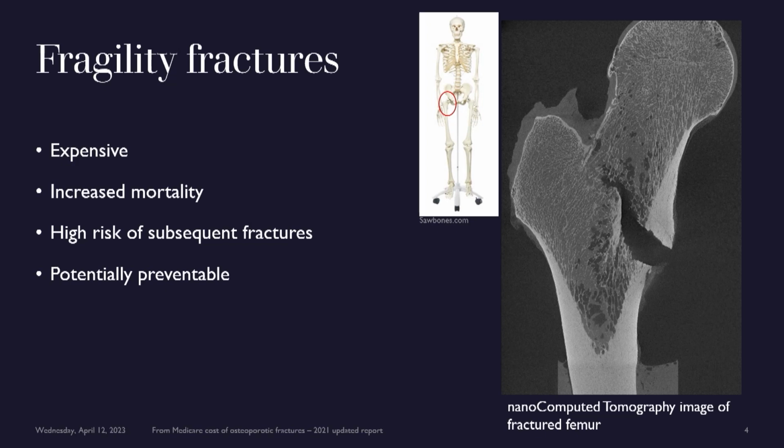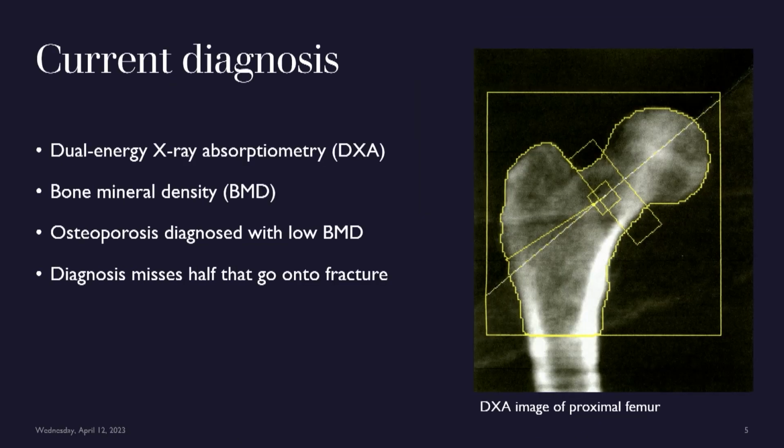But what our group is looking at is that we believe that a lot of these are potentially preventable. And you can see here, this is an image of a femur that has already broken, that we did mechanical testing on, and the little skeleton has that circled in red just to orient you. So currently, for someone to get diagnosed with osteoporosis, which is low bone density, they undergo what's called a DXA scan. And this is an example image here. And you can see it's not great.